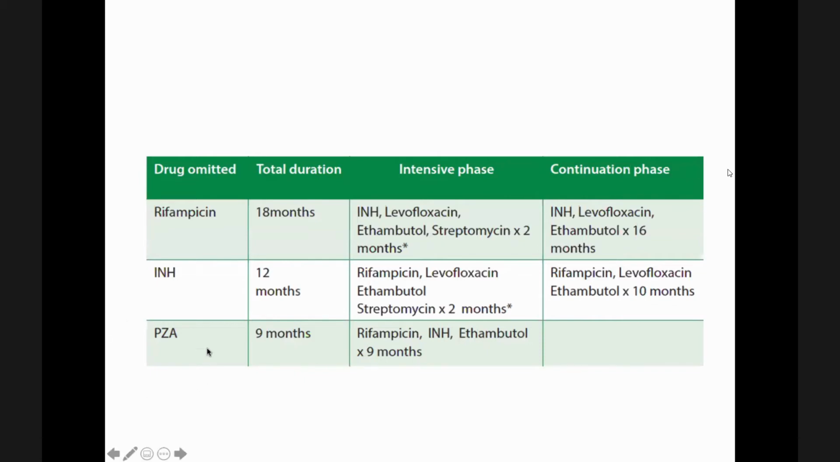If you omit pyrazinamide, then the regimen should be 9 months, in which you use rifampicin, isoniazid, and ethambutol for a total of 9 months. Okay, so this is how you treat ATT-induced hepatitis.